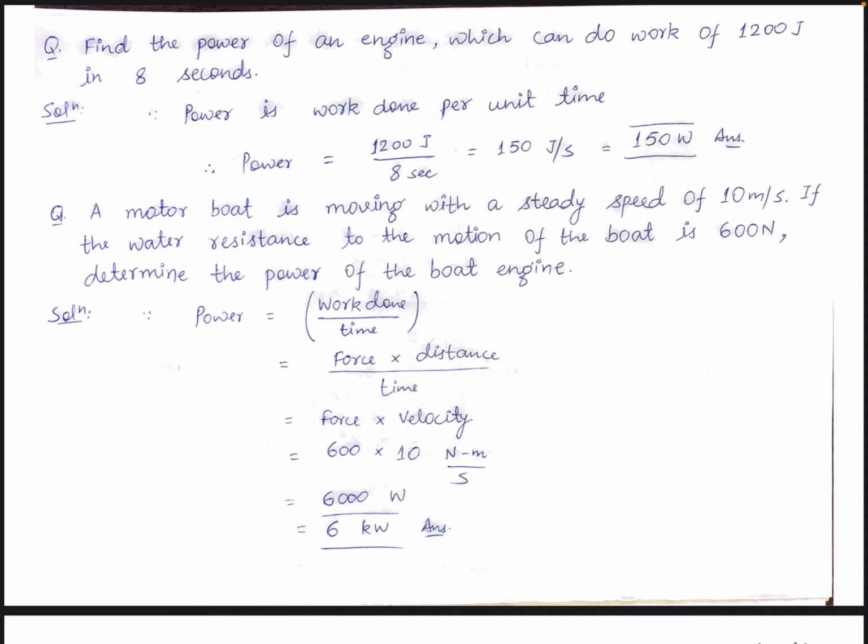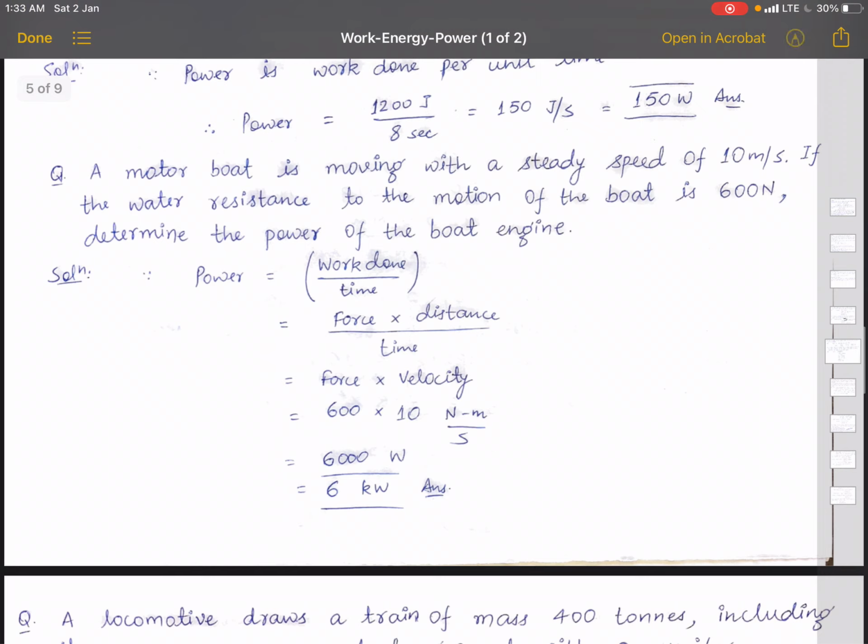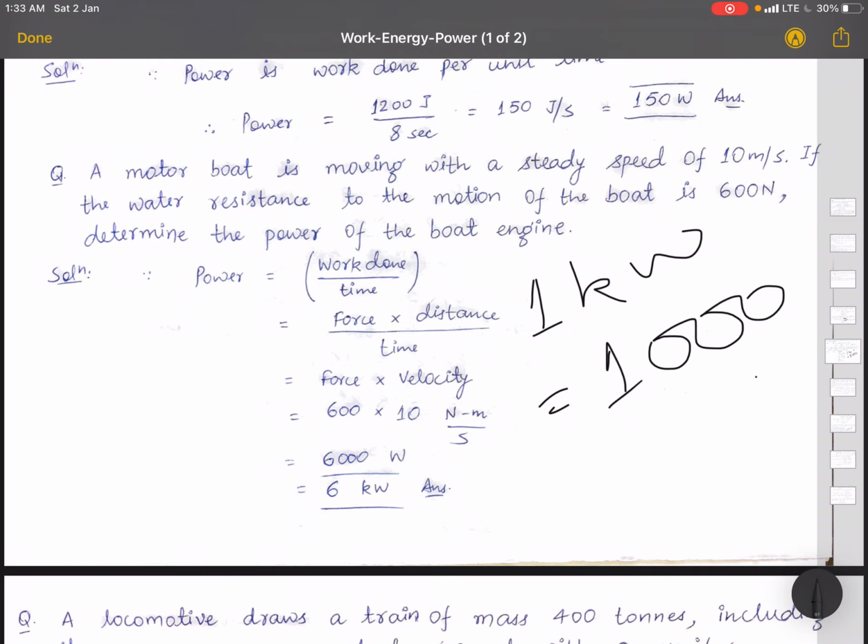Next, a motorboat is moving with a steady speed of 10 meter per second. If the water resistance to the motion of the boat is 600 Newton, determine the power of the boat engine. Power is force into velocity, as we have seen. Both are given. 600 into 10 will be 6000 watt or 6 kilowatt, because 1 kilowatt is 1000 watt. So just divide by 1000.